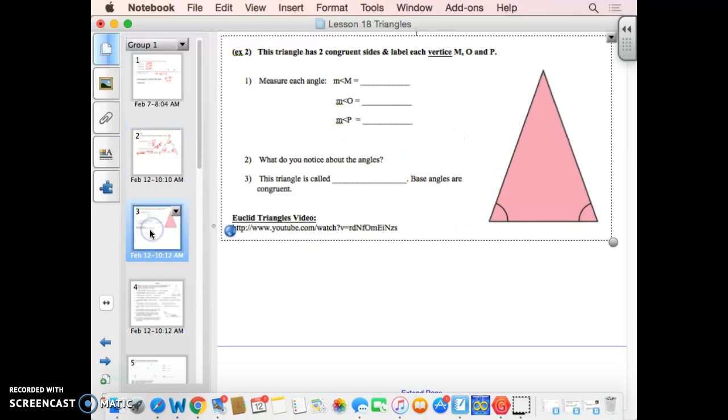A second type of special triangle is this one right here. So once again, please pause the video and measure the three angles. We'll call this M, O, P. Go ahead and measure those three angles and see if you come up with the same conclusions that I have. Okay, what I found is that M and P were both 70 degrees, or right around there, and angle O is 40 degrees.